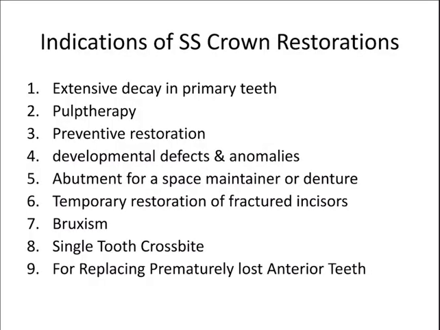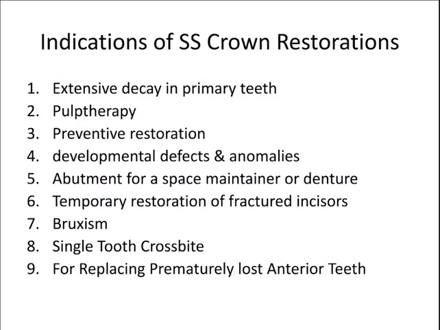Before coming to anterior stainless steel crown, I'll go to the indications of stainless steel crown. The indication is extensive decay in a primary tooth. Not necessarily pulp involvement, but if there is multi-surface caries. Rather than doing an MOD and restoring it with amalgam restoration, you will prefer giving a crown. It will make your job much easier, since both the proximal surfaces are involved.